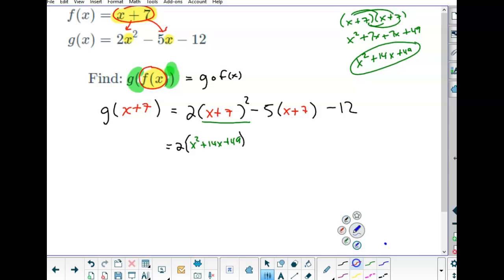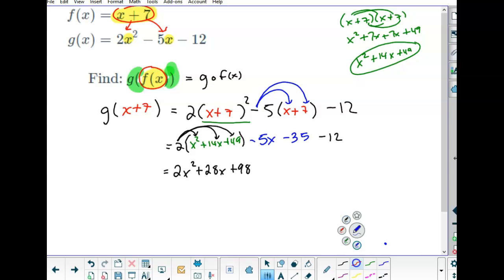And then kind of at the same time, I'm going to distribute the negative 5. And make sure you're distributing that negative. That's another error that often happens. So double check. Did you put negative 35? And then we've got the minus 12. Well, now I have to simplify the next step, which is distributing the 2 to all those pieces. And then the last step is combine all your like terms.